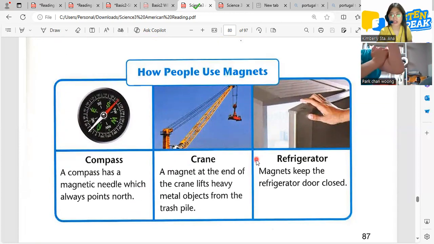Oh, okay. Now it's time to sit down and focus on our book. Okay, so how can we use magnets? How do we usually use this thing? So let's start with the first one. Can you read this for me? Yeah. Can you read?